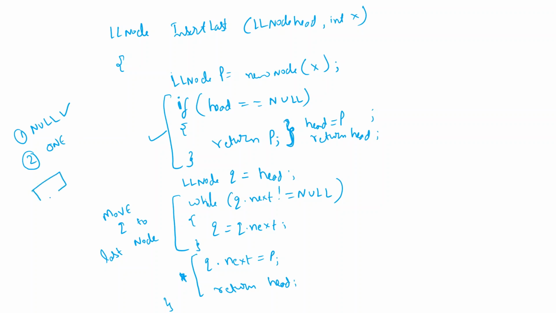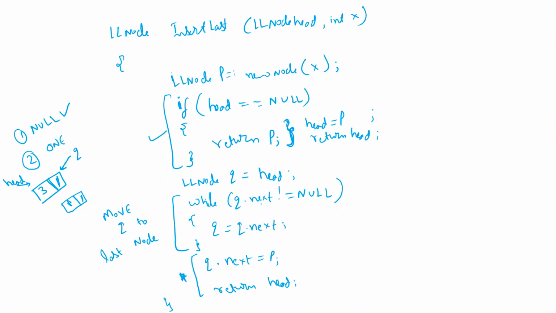So suppose there was only one node. This is my linked list. It looks something like this. I create a new node p. So this is my new node p. So this was null by default. If head is equal to null, head is not equal to null. I come over here, q is equal to head. That means q is pointing to this particular node now. This is null.